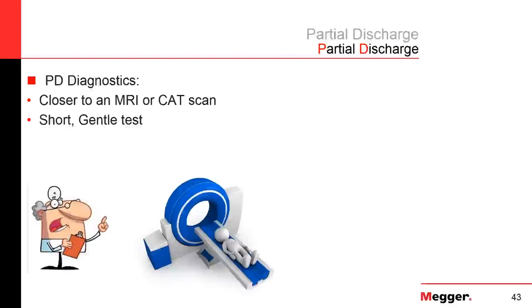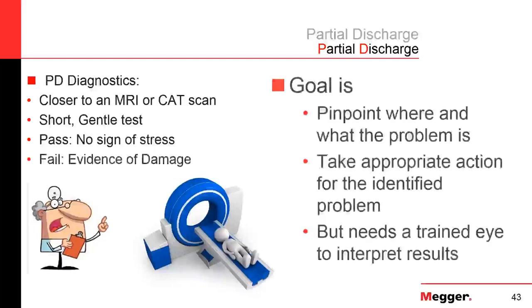So moving along to partial discharge then, that'd be something closer to a doctor ordering an MRI scan for his patient. It's a very short, very gentle test. If the cable exhibits no signs of partial discharge, it passes the test. But if there's evidence of damage, then the cable fails the test.